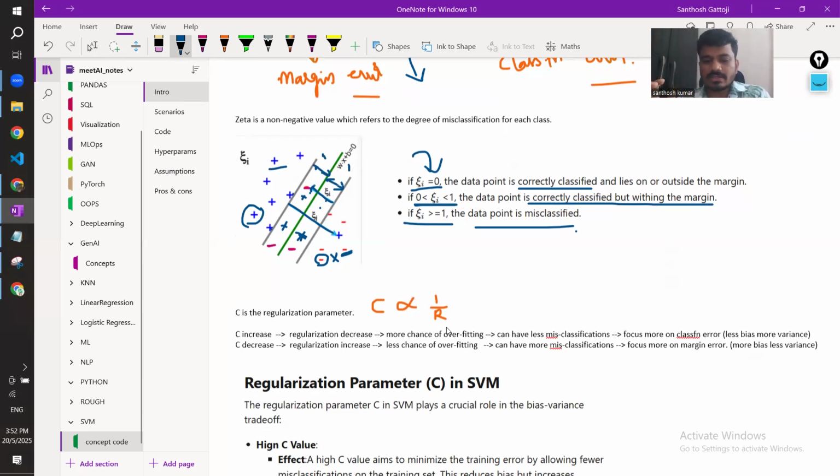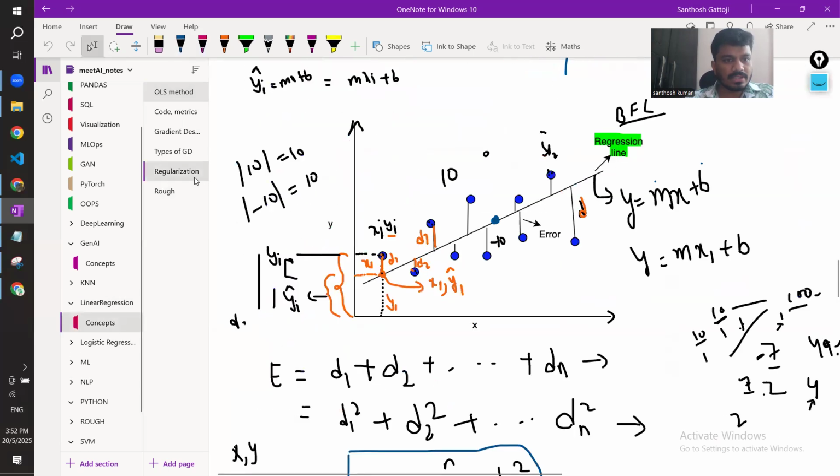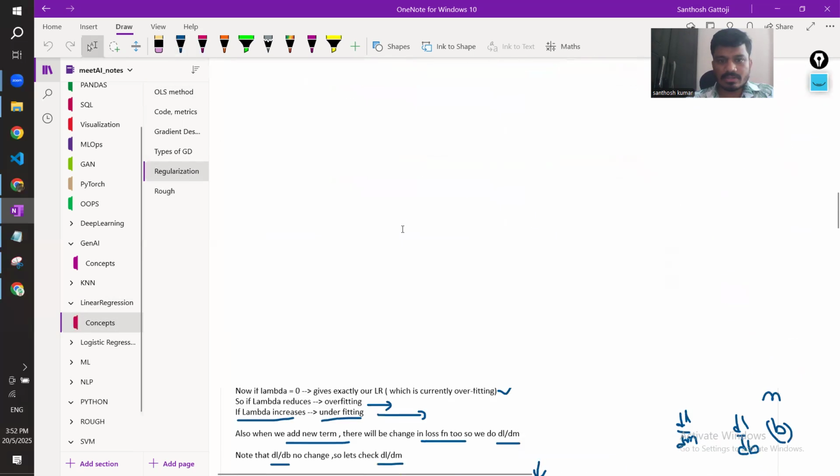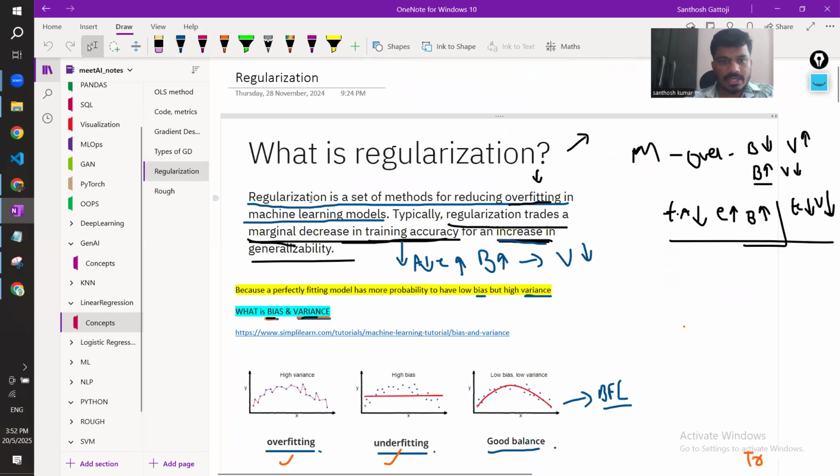Regularization is a concept which will help you to stop overfitting. I'll just show you one definition. If you go to the top, regularization is a set of methods for reducing overfitting. Just remember this line, nothing more. It is the concept of reducing overfitting. That means if you are adding more and more regularization, my model should reduce overfitting.